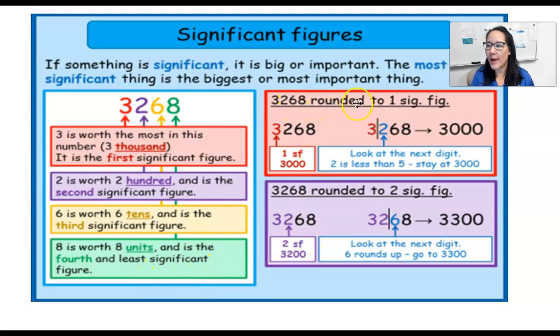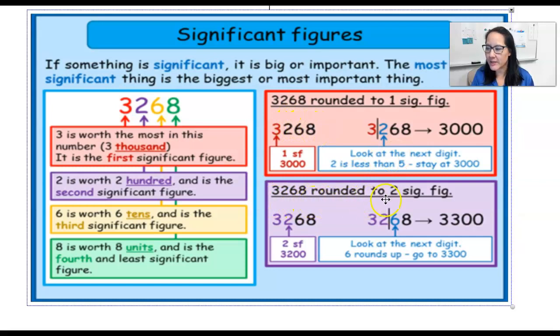So if I were to round this to be 1 significant figure, I'm going to round it at the thousands place. So this 3 is going to get rounded. The 2 means it's going to stay a 3. So look at the next digit. Since it's less than 5, we're going to keep it a 3. And then you need the placeholders, 0, 0, 0, for the hundred, tens, and unit place.